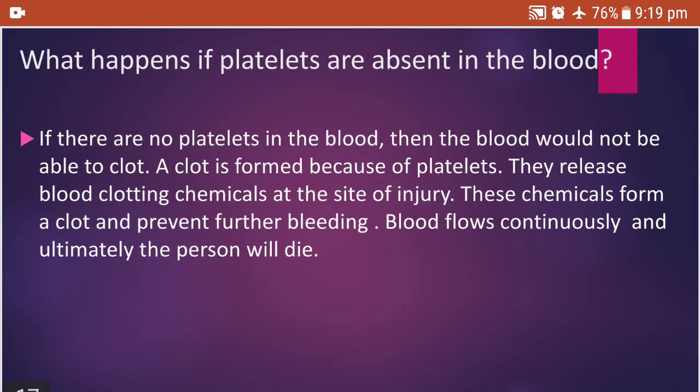What happens if platelets are absent in the blood? Yes, children, this is also another important question. If there are no platelets in the blood, then the blood would not be able to clot. A clot is formed because of platelets. They release blood clotting chemicals at the site of injury. These chemicals form a clot and prevent further bleeding. Blood flows continuously and ultimately the person will die if the platelets are absent in the blood.